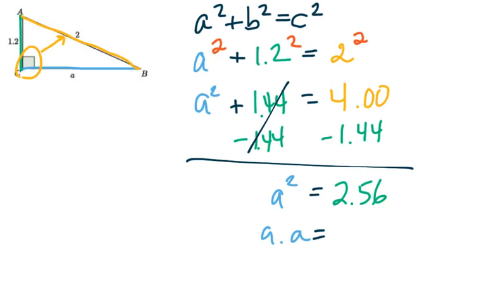So a squared is a times a. And on the other side of the equation, 2.56 can be rewritten as 1.6 times 1.6. This allows me then to say that I know the value of a, and a is equal to 1.6.